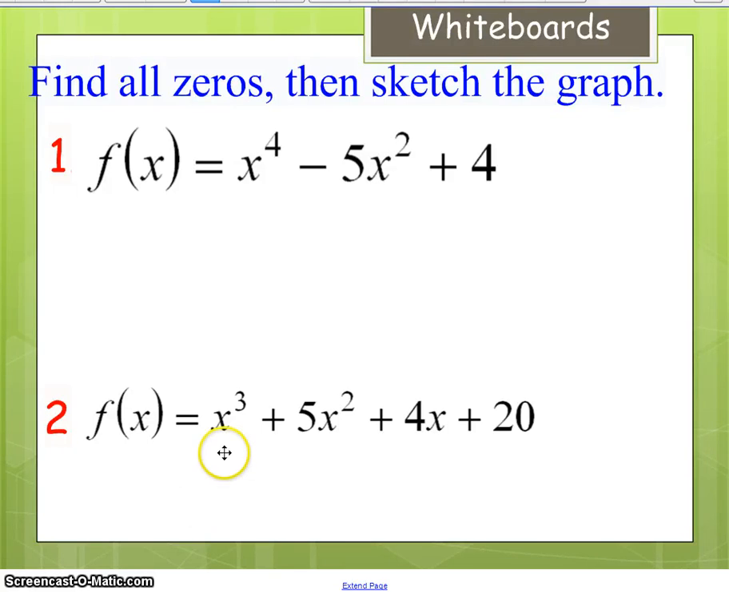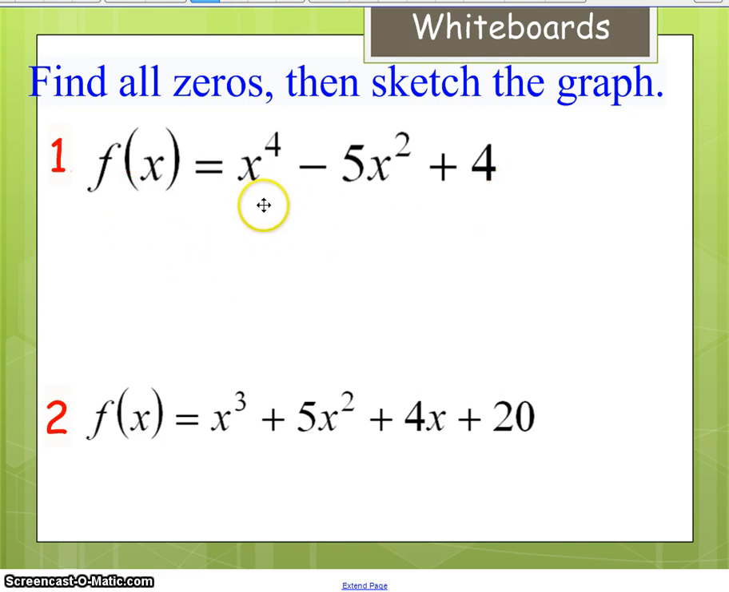Hi guys, I want you to do these problems with me on the whiteboards. You can stop the video anytime you want. Let's get started. So what we've been doing is factoring and then solving, and once we have the solutions, we sketch the graph. Take a look at the first one.